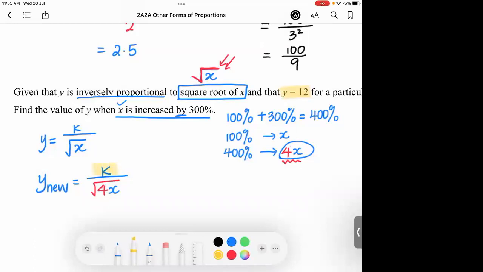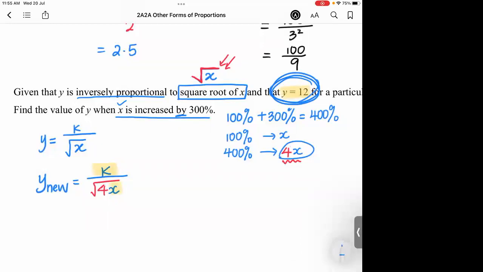Nobody tell me. The 4x here, and the original number, what is the number they give me? 12, right? So my next step will be equals to 12 divided by the square root of 4. Then calculate your number. 12 divided by the square root of 4 is what? Answer. 6.